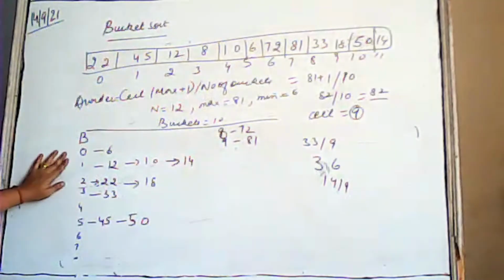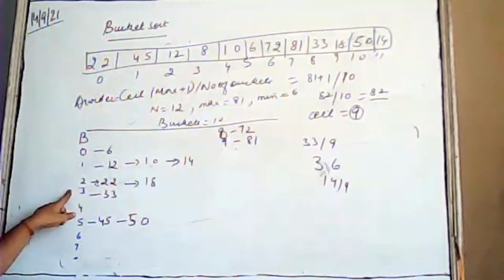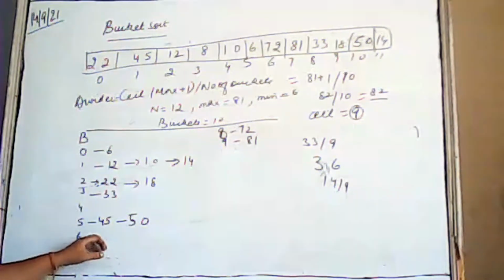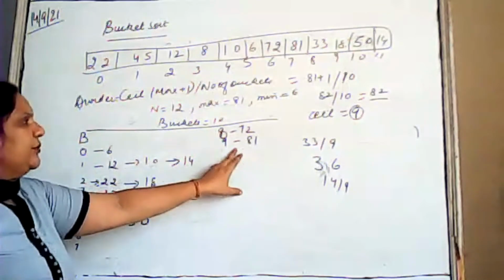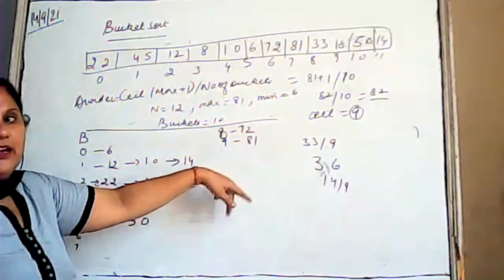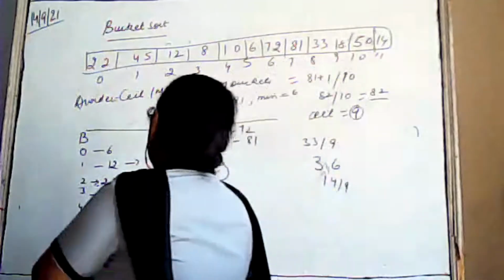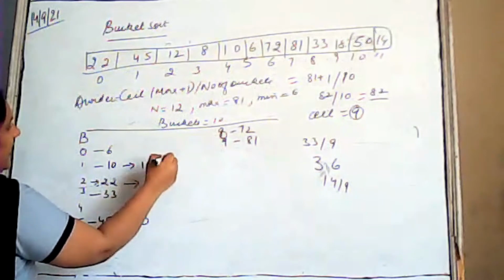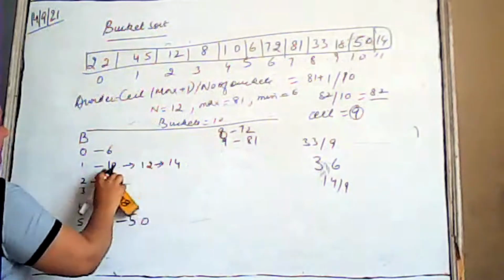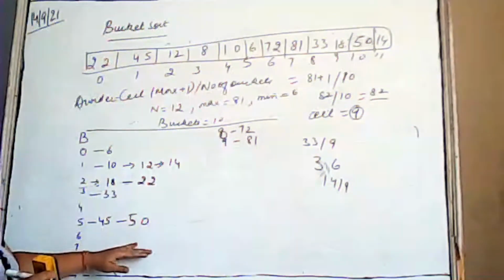You have 6 in bucket 0, 12, 10 and 14 in bucket number 1, 22 and 18 in bucket number 2, 33 in bucket number 3, 45 and 50 in bucket number 5, 6 and 7 left empty. In bucket number 8, you have 72, and in bucket number 9, you have 81. Now perform the insertion sort individually on every one. So what you will get here? You will get here 10, 12, and 14. Now you will perform the insertion sort on 18 and 22 and 45 and 50.